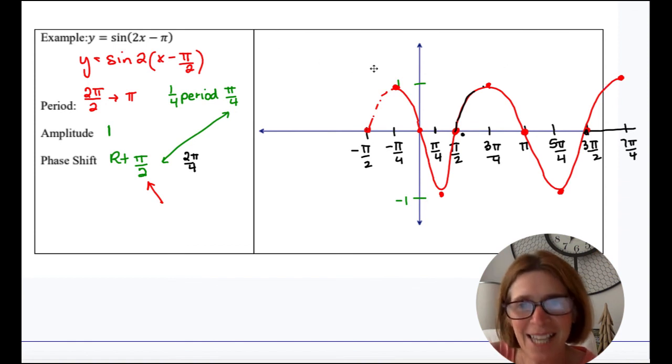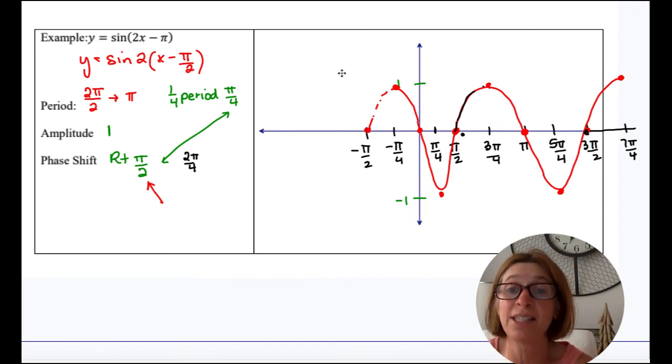All right, so that's how we shift left or right, the sine or the cosine graph. Just remember that the cosine graph doesn't start at 0. If we're thinking about the cosine graph, it starts up here at 1 and goes down and back up.